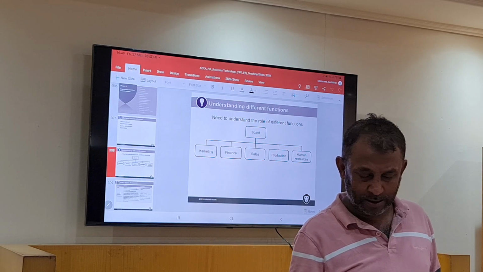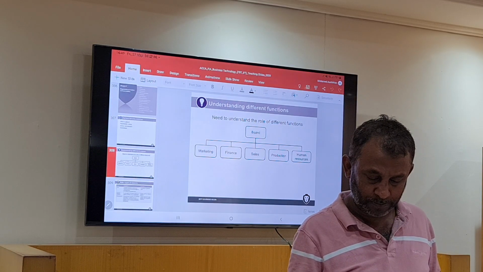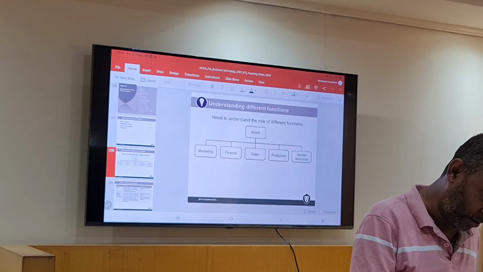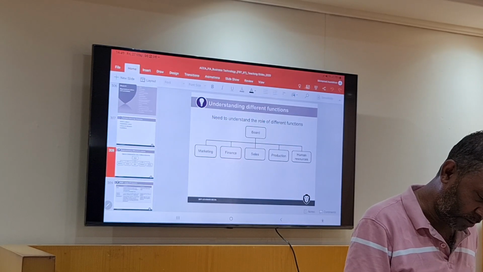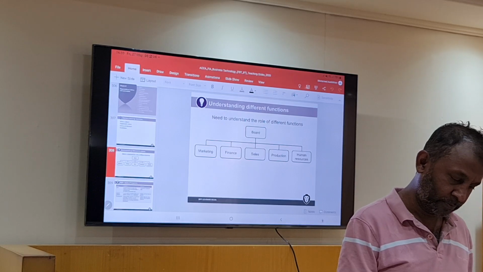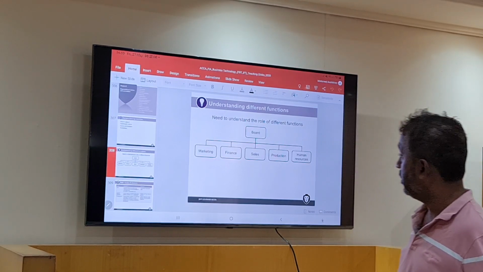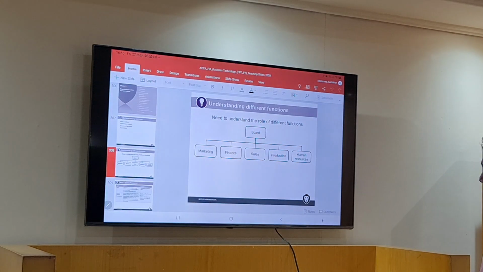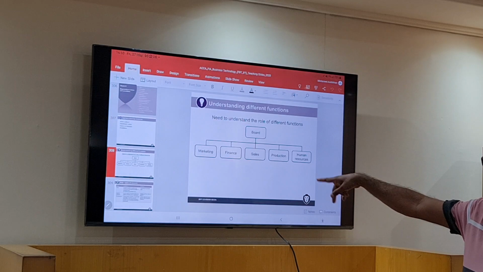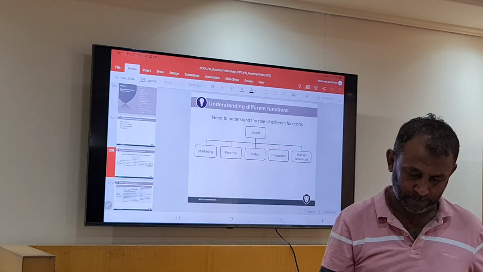So these are the different structures. So that structure only we need to actually find out. So marketing, finance, sales, this is a normal, simple organizational structure, this one.